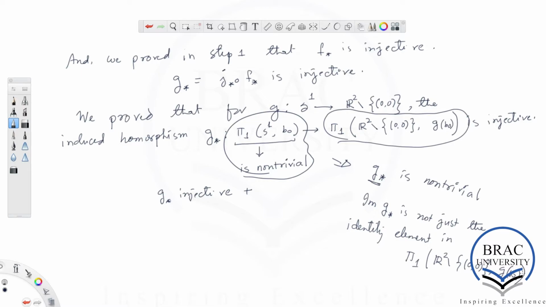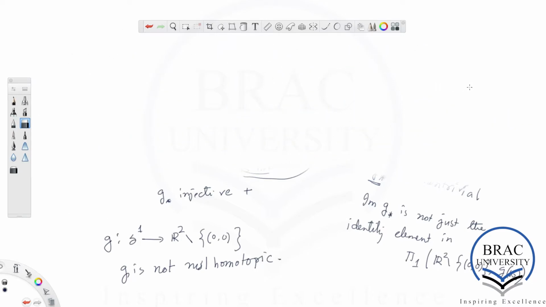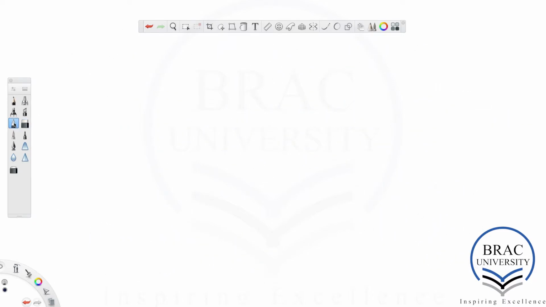Alright. So, by lemma 2, for this map g, one can invoke lemma 2 and see that g is not null homotopic. Okay? Good. So this is what we needed to do in this second step. We needed to prove that g is not null homotopic.